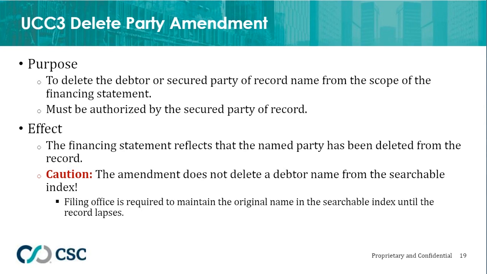So the filing office has to maintain these records. It's a matter of statute. They have to be in the searchable index until the record lapses, and then they have to maintain it so it can continue to be searched until at least a year after the record lapses by time. So just because a debtor shows up doesn't mean the financing statement is effective with respect to that debtor. That's part of the cumulative nature of amendments.